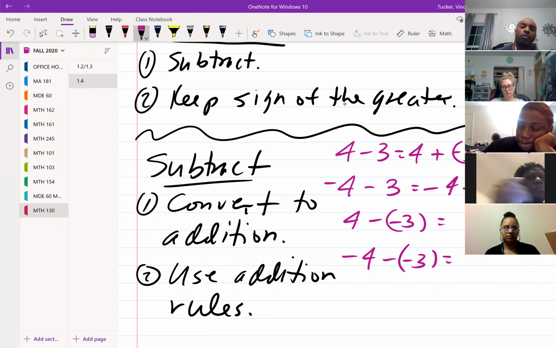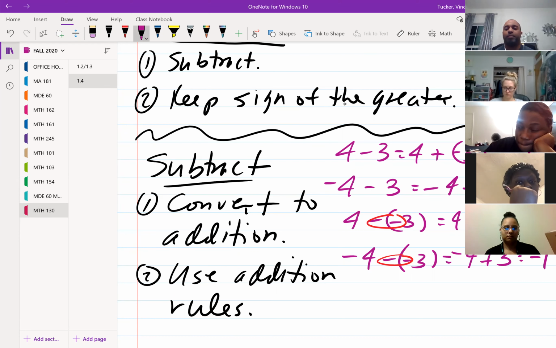Now for the next two, you don't have a choice but to convert into addition, because a negative to a negative turns positive. Let me do that. So negative to negative turns positive. So this is 4 plus 3, which is positive 7. And this is negative 4 plus 3, which will give us the negative 1.